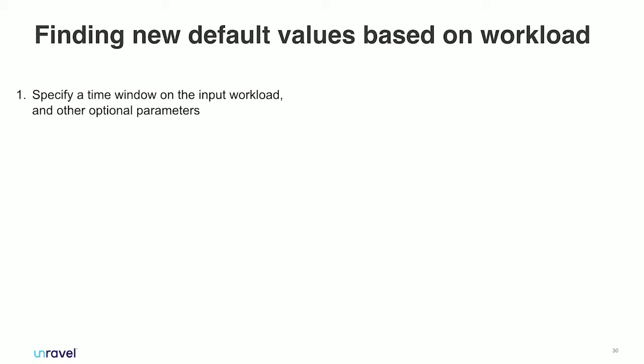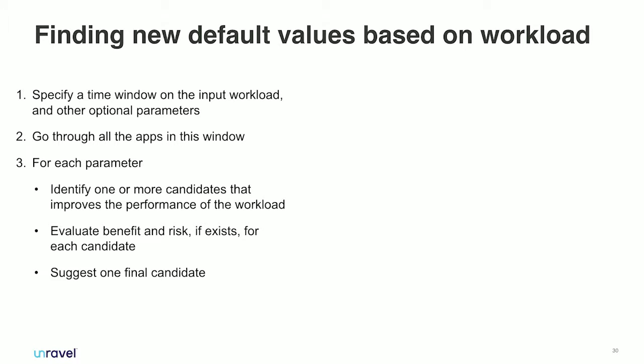And the way we do that is we observe our past workload, so we need to specify a time window and other optional parameters. And then we go through all the apps in the window. Depending on the parameter, we have different algorithms to identify one or more candidates that improve the performance of the workload. And in doing so, we also have to evaluate both the benefit and the risk, if it exists, for each of these candidates. And of course, for some of the configurations, there's no one final right value, but we do suggest one candidate so that users have some sense of what we are suggesting, but they could always pick the other candidates.